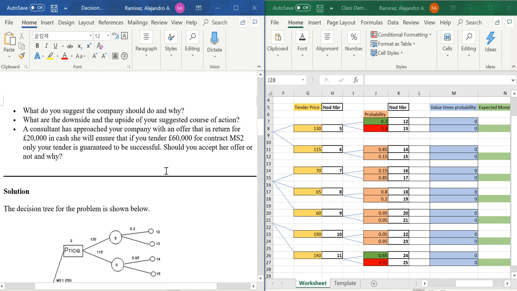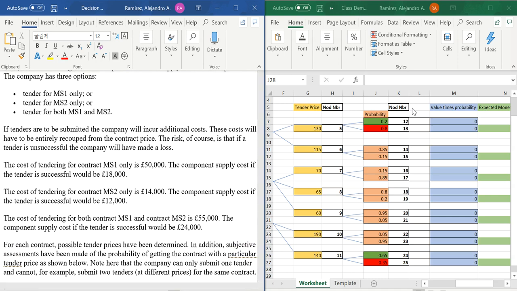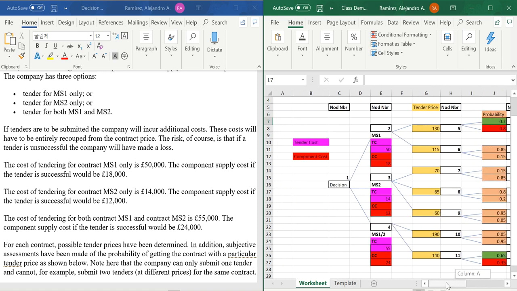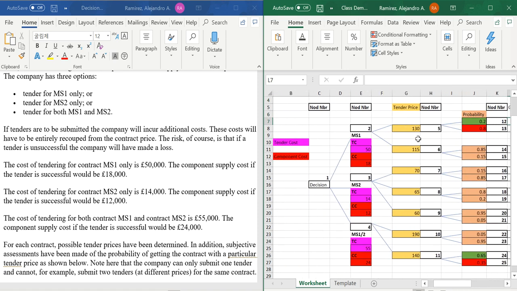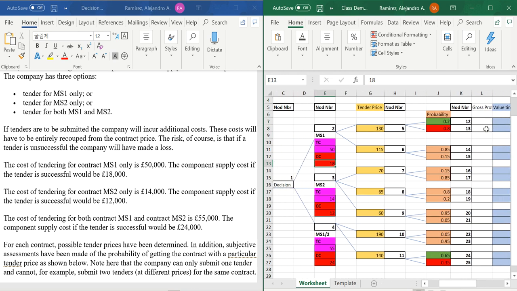So in this case, let's start calculating. Here, let's say the gross profit or loss, or net loss. Okay, so in this case, the easiest to calculate is how much we're going to lose if we don't win, because if we win, we have to do a calculation of the profit minus the extra costs, right? So let's go first for all the losing values.